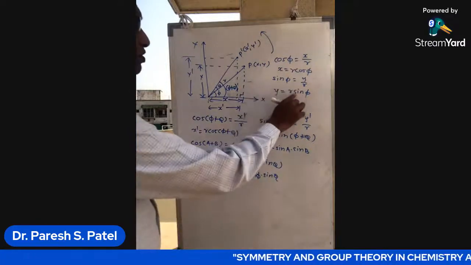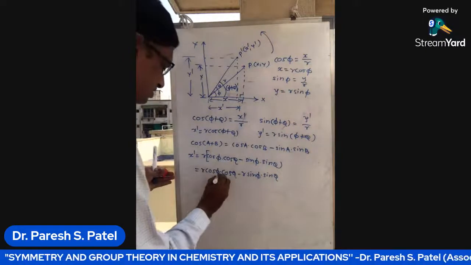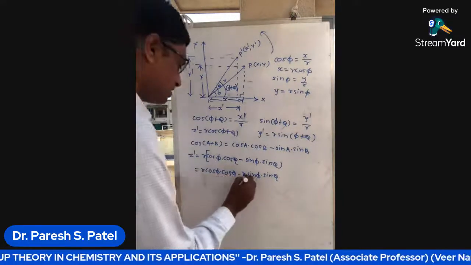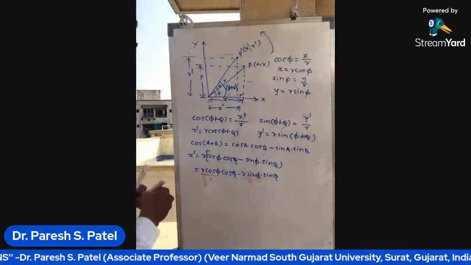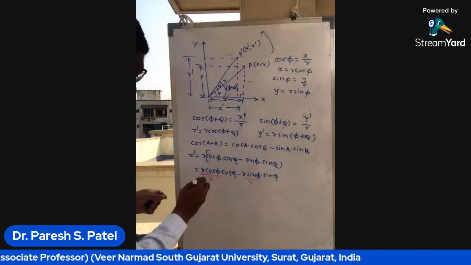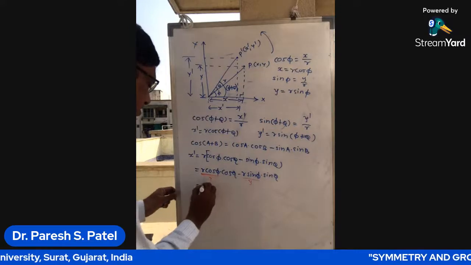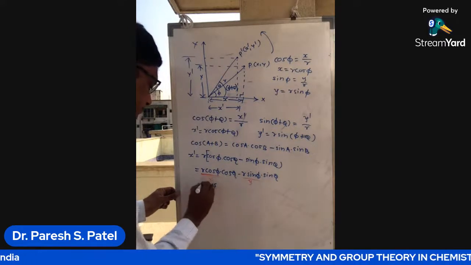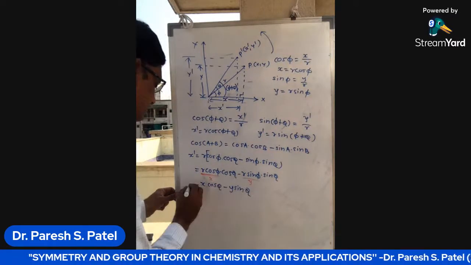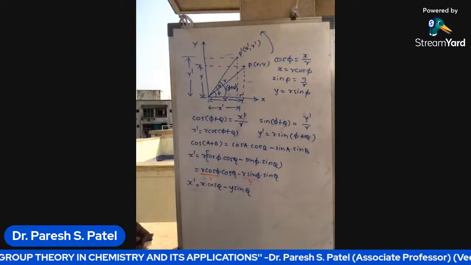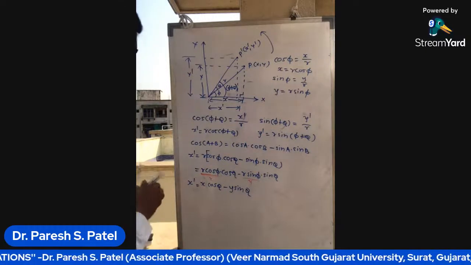But we know that r cos phi is equal to x, and r sin phi is equal to y. This is x and this is y. So we can write over here x cos theta minus y sin theta. This is the expression for x dash. So this is the one equation.